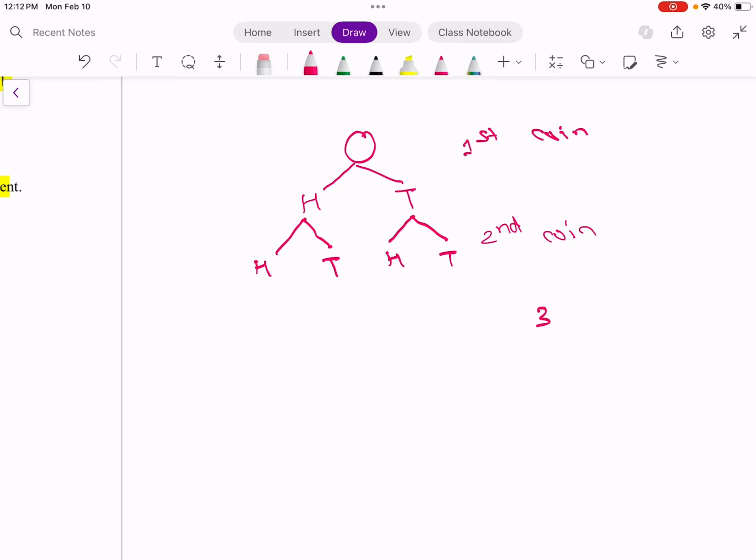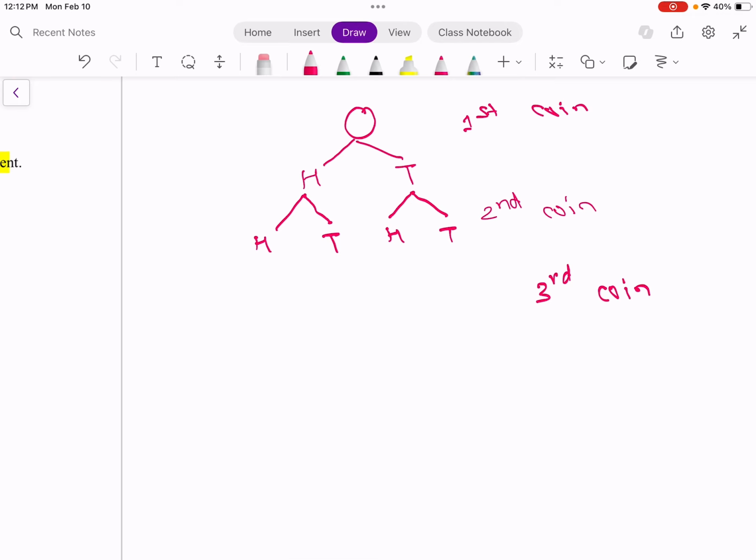Now let's toss the third coin. If we have a head in the first and head in the second, then the third might be head or tail, right? If we get head in the first and tail in the second, the third can be head or tail. If you get tail in the first and head in the second, the third can be head or tail. If you have tail in the first and tail in the second, then on our third coin we might get head or tail.